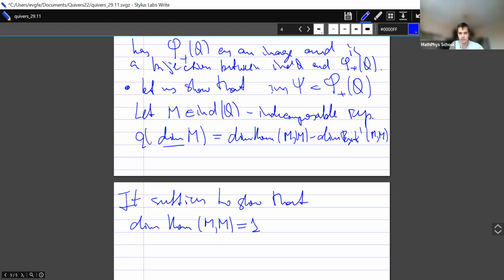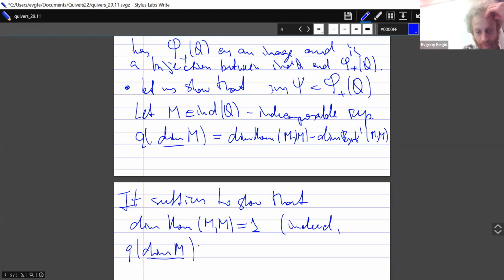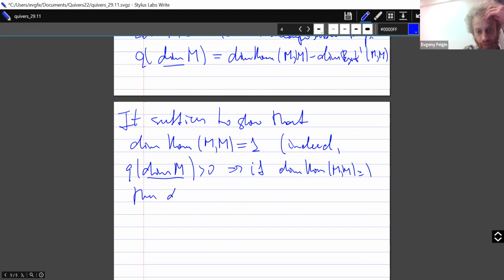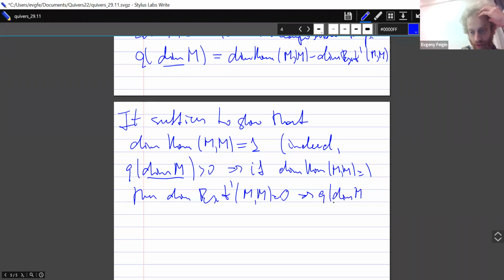If Q is Dynkin, then this Q of dim M should be strictly more than 0. Then if we check that this is 1, then the dimension of Ext should be 0. Right. Yeah, because otherwise the value of the form is going to be negative. Yes, and then this would imply that Q of dim M is 1.